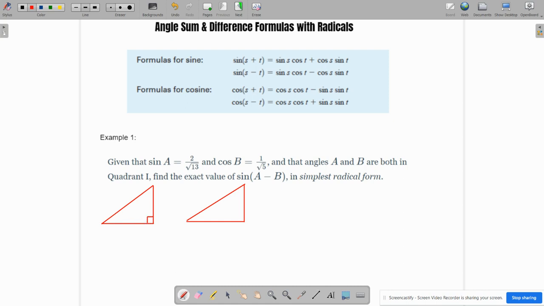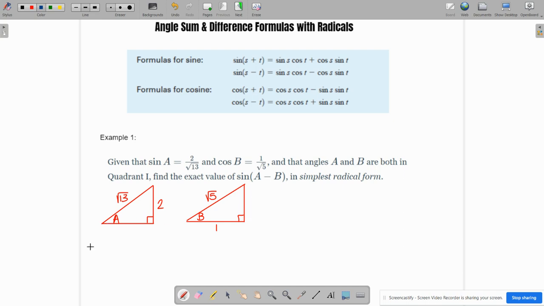So let's say in this triangle, this is angle A. If the sine is 2 over root 13, then that's opposite over hypotenuse. And over here, if this is angle B in our right triangle, then the cosine is 1 over root 5, so that's going to be adjacent over hypotenuse. I know typically we don't like to leave our answers with radicals in the denominator. Sometimes the answers or the given information will have that, but your answers should not. So just keep that in mind.